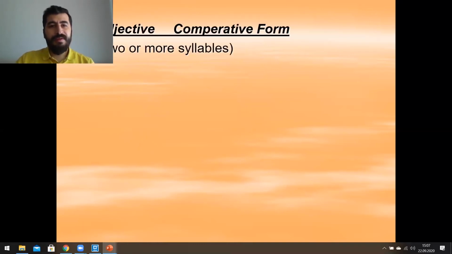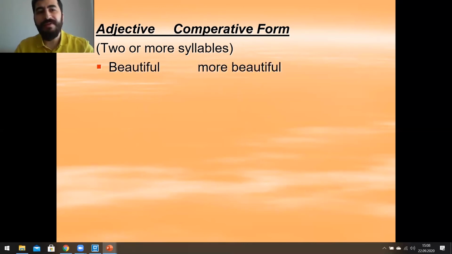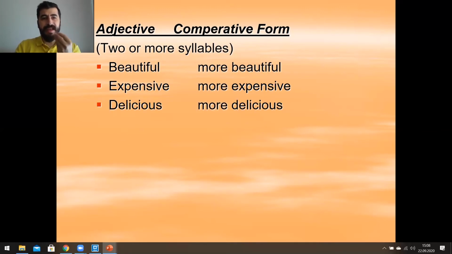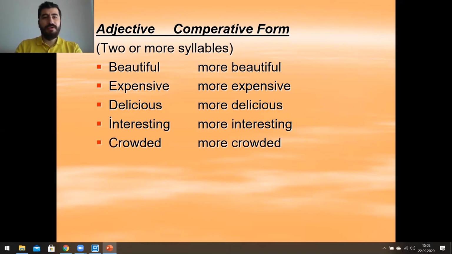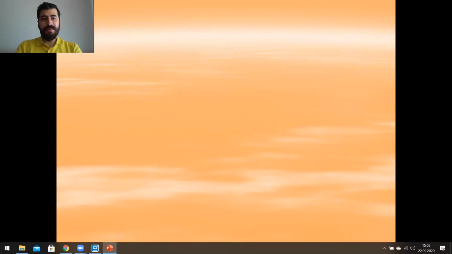Now adjectives with two or more syllables. Let's see. Beautiful, more beautiful. Expensive, more expensive. Delicious, more delicious. Interesting, more interesting. Crowded, more crowded, we say. Successful, more successful. Incredible, more incredible.